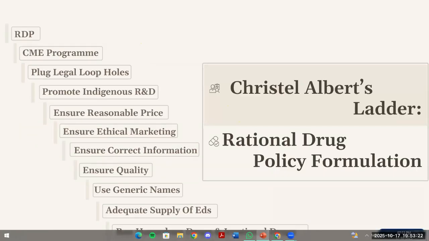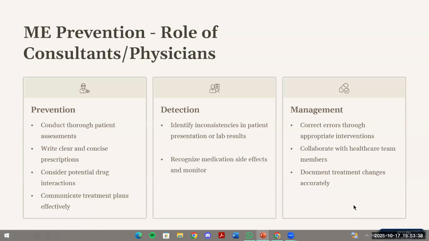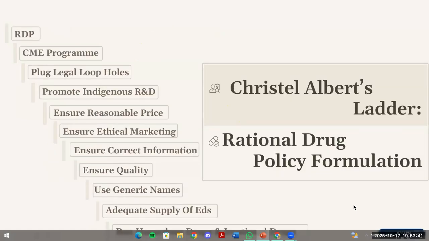How is this possible? This helps us to know rational drug policy formulation by the Crystal Albert's ladder. This ladder tells us we need to have evidence-based medicine, for the adequate supply of evidence drugs or evidence-based medicine. This is done by banning hazardous drugs and irrational drugs.